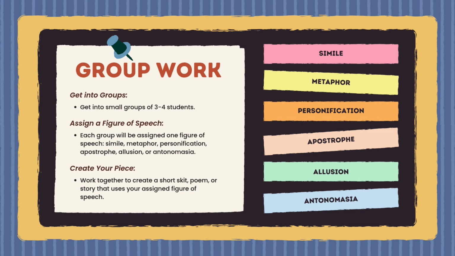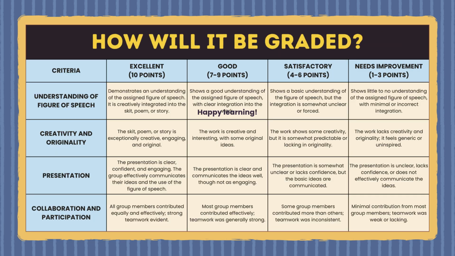Group work. Get into small groups of 3 to 4 students. Each group will be assigned one figure of speech: simile, metaphor, personification, apostrophe, allusion, or antonomasia. Create your piece. Work together to create a short skit, poem, or story that uses your assigned figure of speech. How will it be graded?